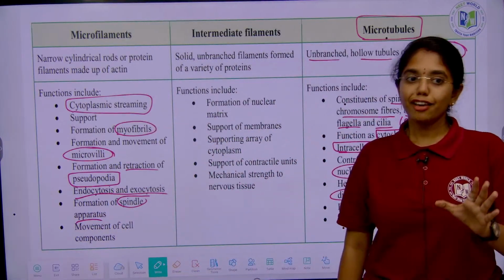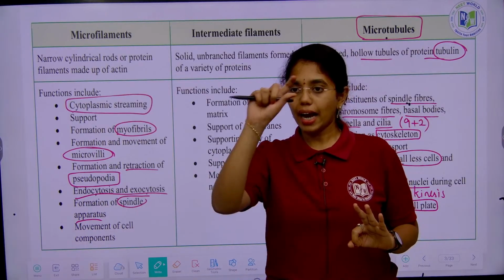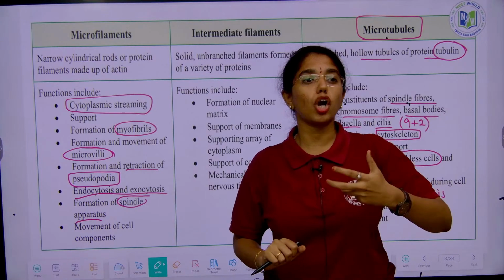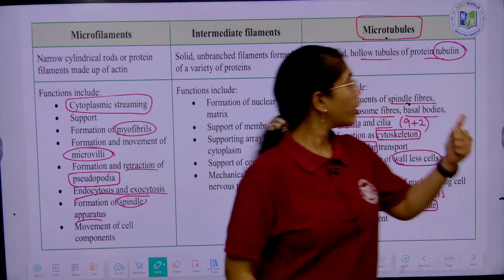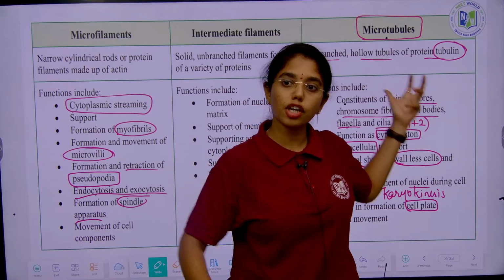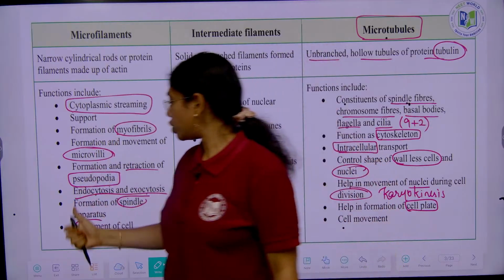But if these three proteinaceous filaments are given and the question is what proteinaceous filament is the major constituent of spindle fibers, your answer should be microtubules. If microtubules are not given, then your second option should be microfilaments. Okay, be clear in choosing.